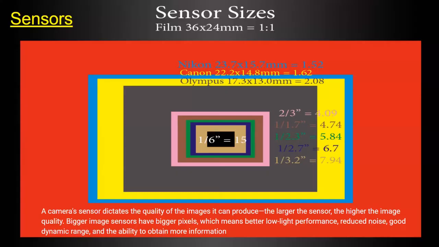Just an example of sensor sizes. A camera sensor dictates the quality of the images that it can produce. So the larger the sensor, the higher the image quality. Bigger image sensors have bigger pixels, which means better low light performance, reduced noise, good dynamic range, and the ability to obtain more information.